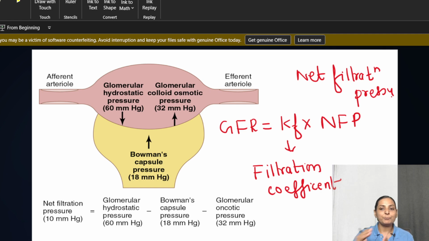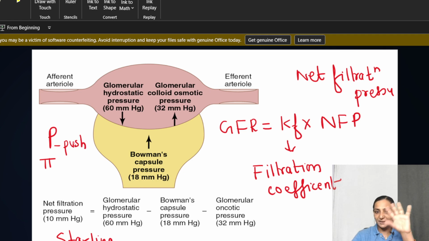Right? Net filtration pressure or the net filtration forces. These are actually called the Starling forces. So whenever you come across the word Starling, remember these are the Starling forces which are acting at the level of the glomerular capillaries, pulmonary capillaries and systemic capillaries. And they are of two types: hydrostatic pressures which are given by P and colloid osmotic pressures which are given by pi.